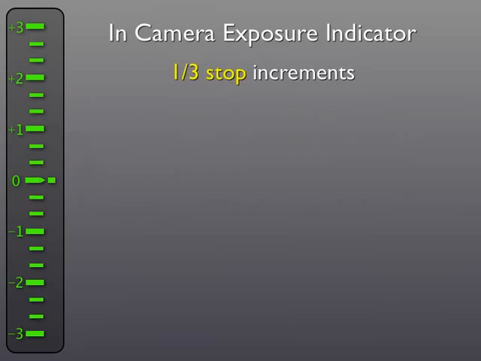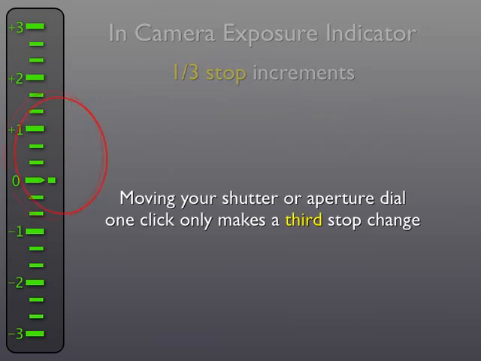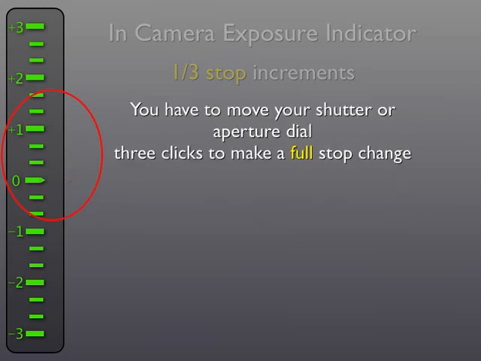Here our camera is set to 1/3 stop increments. You can see there's a couple of extra hash marks in between the full stops. Moving your shutter or aperture dial 1 click only makes a 1/3 stop change in this case. You have to move your shutter or aperture dial 3 clicks to make a full stop change.